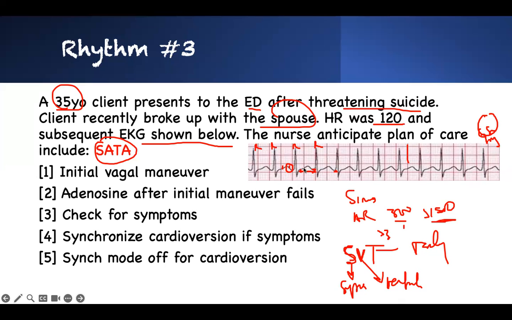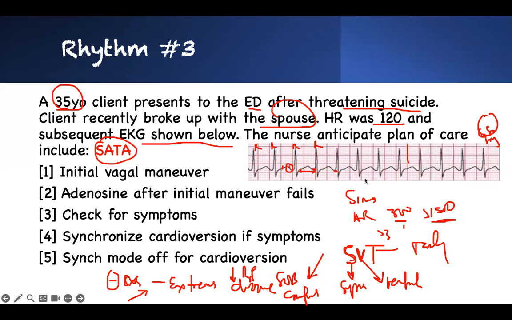For the management of SVT, the first thing you need to do is see if the patient is symptomatic or not. If they have no symptoms, that means no dizziness, no shortness of breath, their blood pressure is not going down, what you do is try to calm them down and then give them medication. If they are unstable, meaning your blood pressure is low, you're dizzy, you have shortness of breath, you're confused, all those patients need immediate therapy rather than medication and other maneuvers.